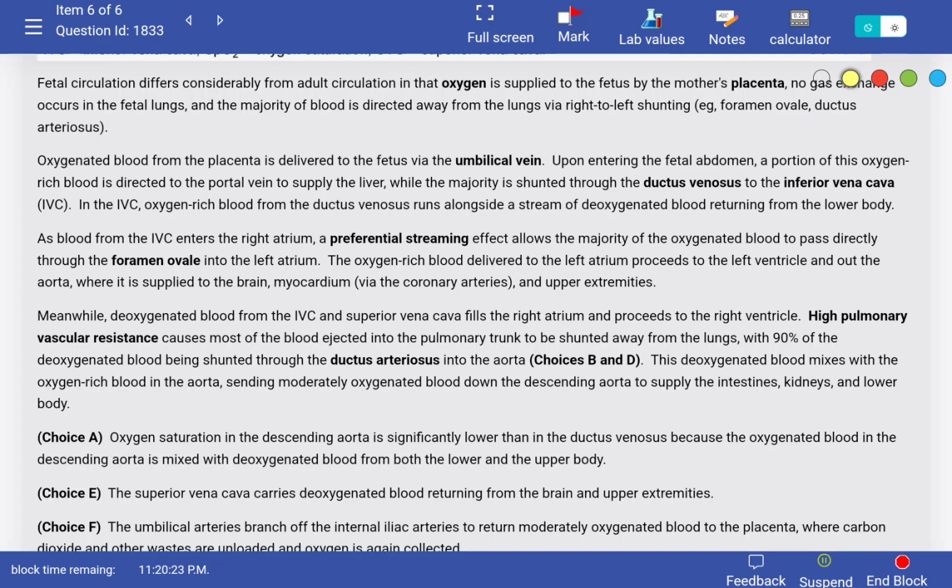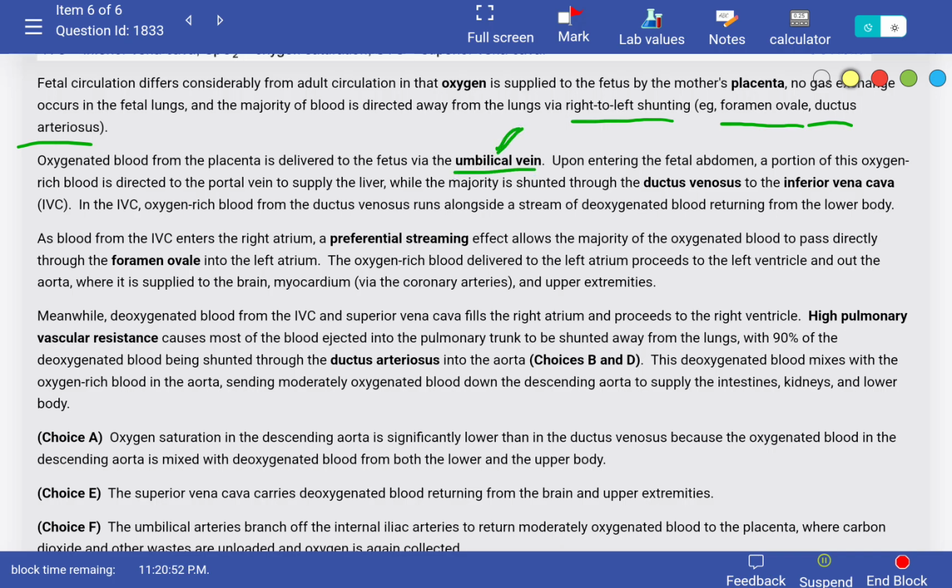Okay, so fetal circulation differs considerably from adult circulation in that oxygen is supplied to the fetus by the mother's placenta. No gas exchange occurs in the fetal lungs. This is important. And the majority of the blood is directed away from the lungs, with right to left shunting, for example, through the foramen ovale and ductus arteriosus.